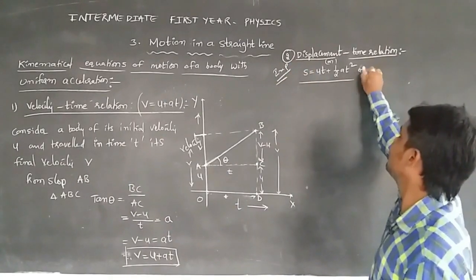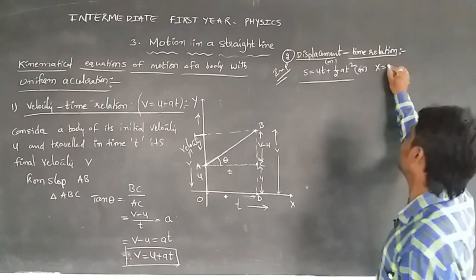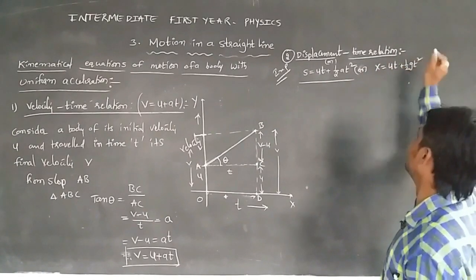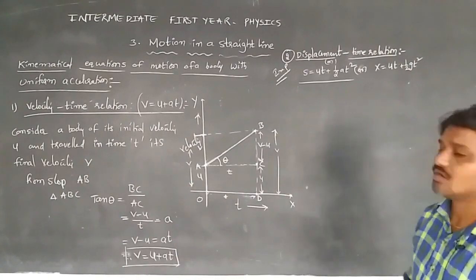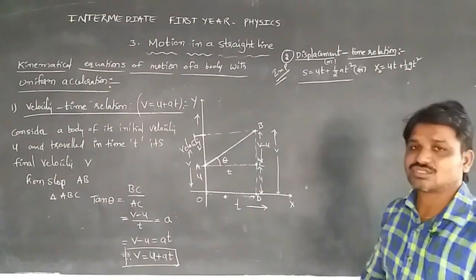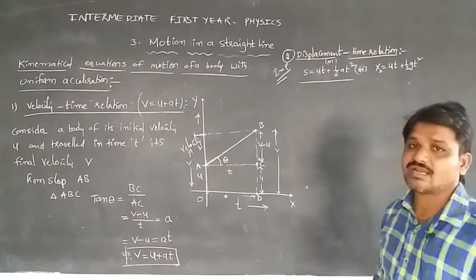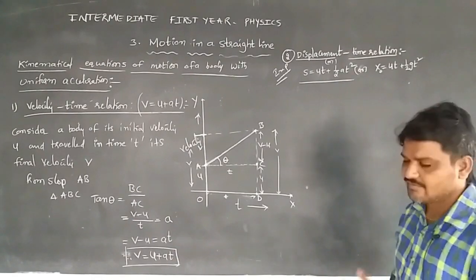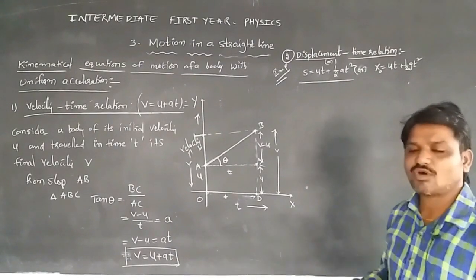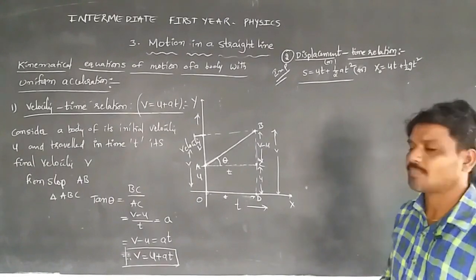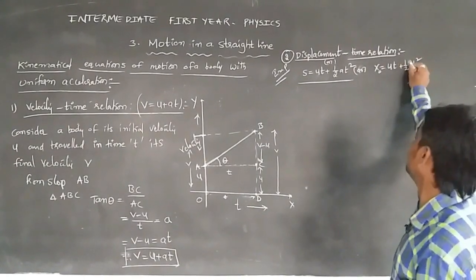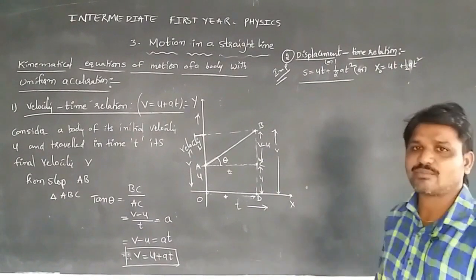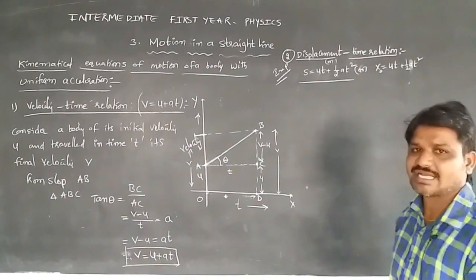They may ask for x is equal to ut plus half gt square, or half at square also, because in the case of horizontal motion, acceleration due to gravity will not act. Whenever the body is moving vertically, only then does acceleration due to gravity act on the body. Whenever the body is moving horizontally, the body will travel with acceleration. So we can take at square or gt square, both will be the same.